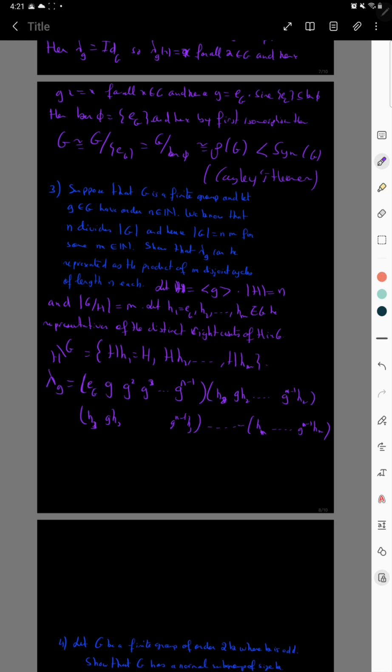Okay, great. So lambda g is a product of m cycles of length n each.